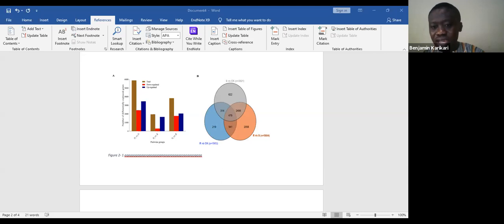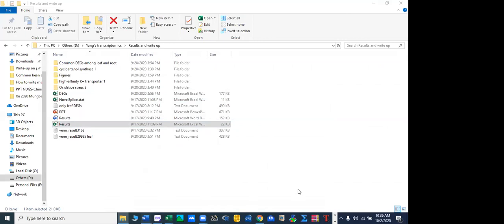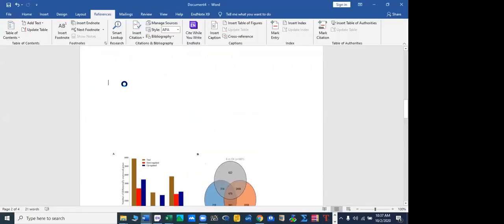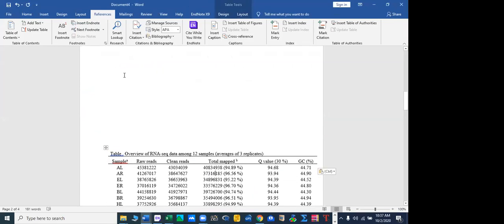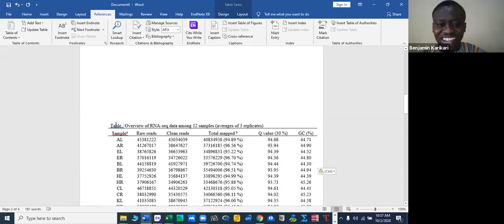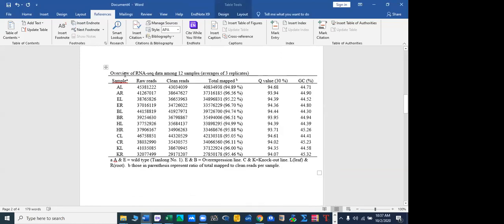So I can go back to my figure. Please, can you see my screen? Very good. Can you see my screen? Please, Mike, please mute your mic. Yes, we can see your screen.